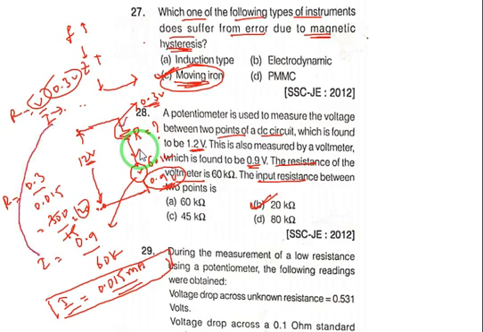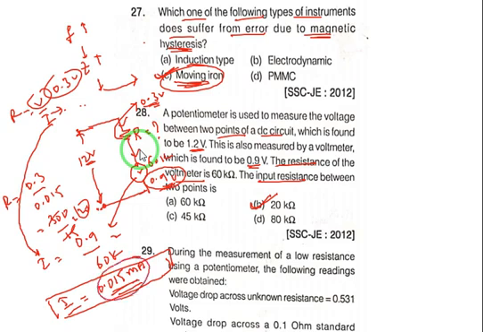How are we calculating it? Current is equal to the voltage across the voltmeter, that is 0.9 volts, divided by the resistance, 60 kilo ohms. Simplify this, and we will get 0.015 milliamps. So 0.015 milliamps current is flowing through this resistor.